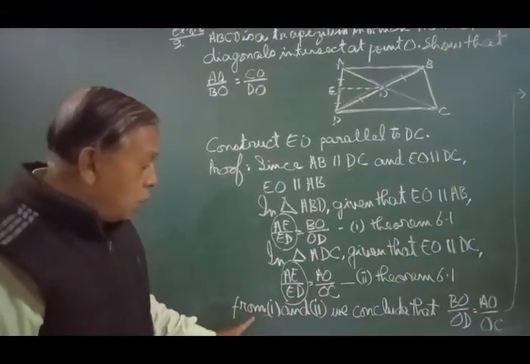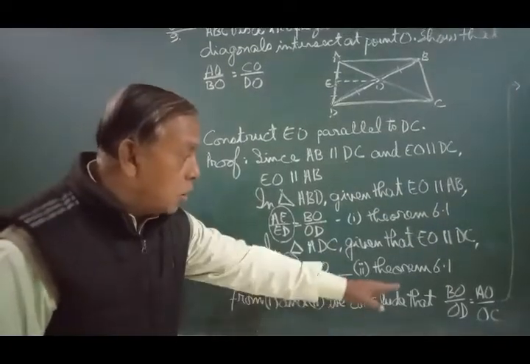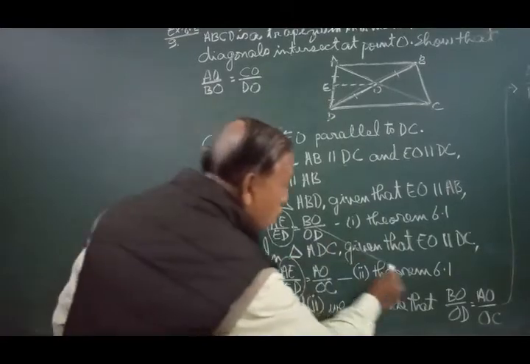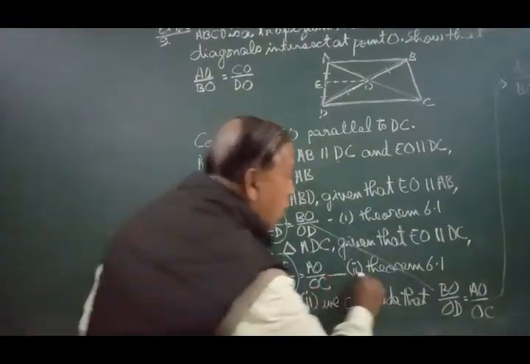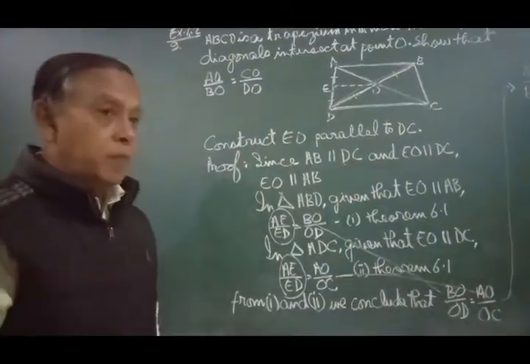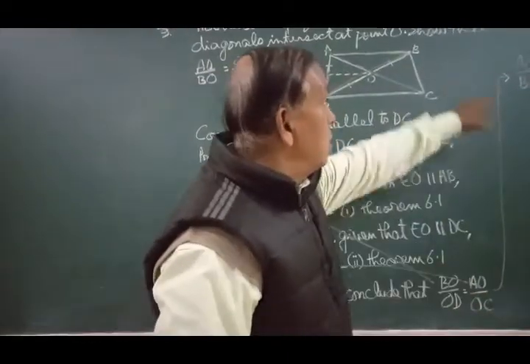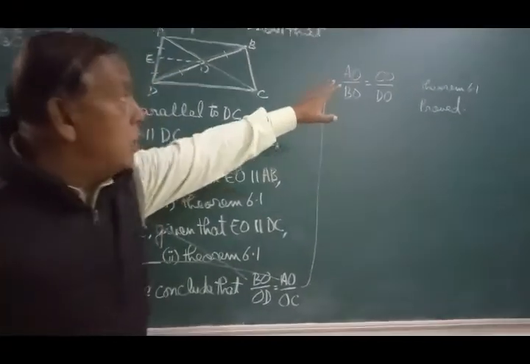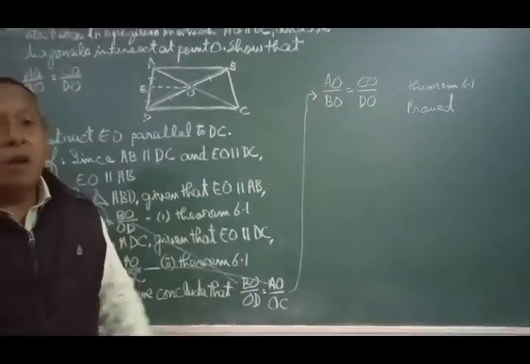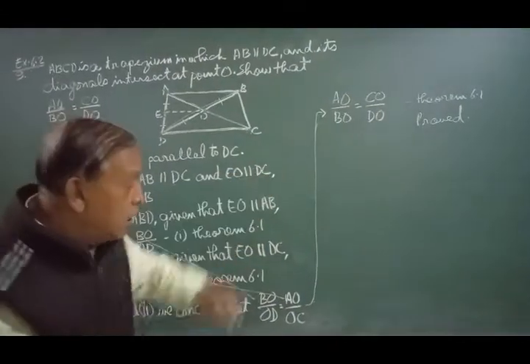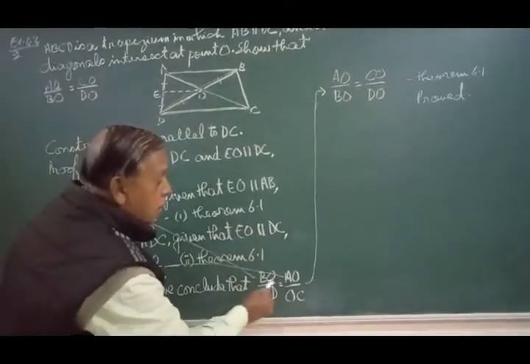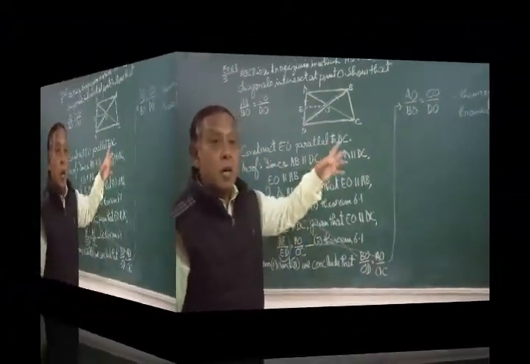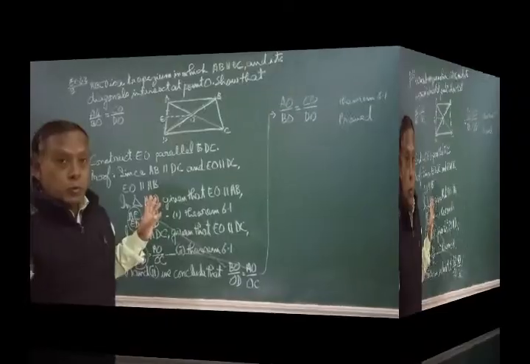Therefore, we say from 1 and 2, we conclude that BO upon OD is equal to AO upon OC. And that is same as what we meet here, that is AO upon BO is equal to CO upon OD, according to theorem 1. What we are doing here is only transposing these numbers, that's all. And therefore, we have proved what we are expected to prove.